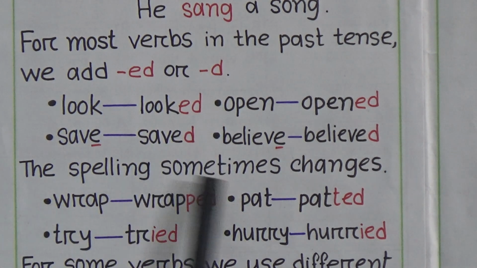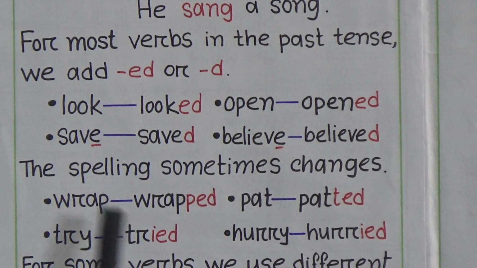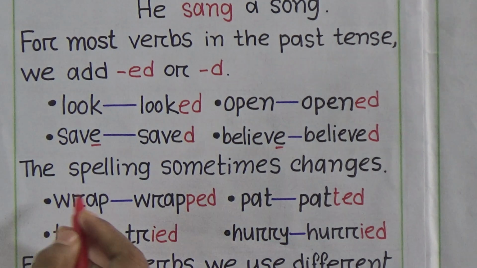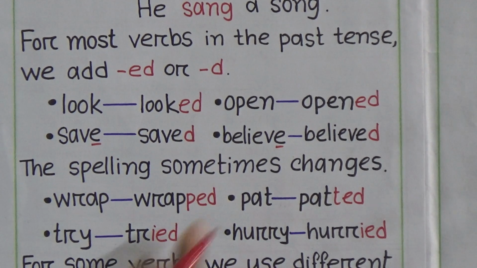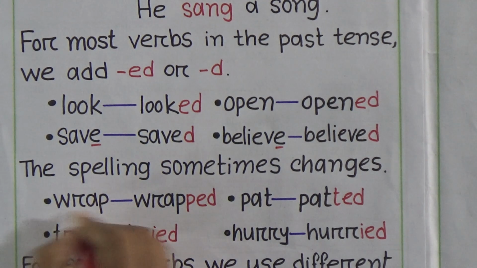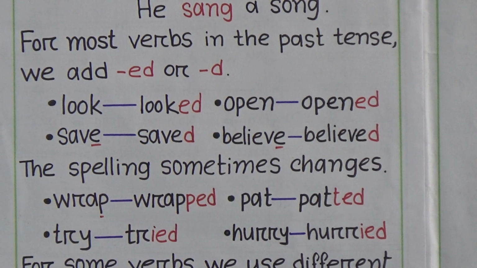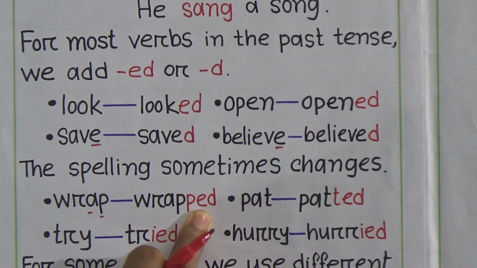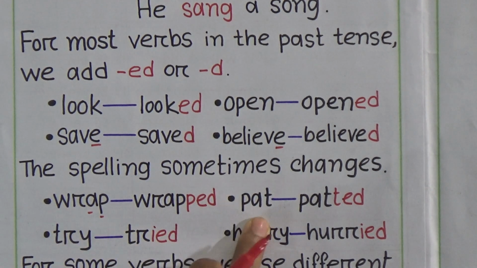Next, the spelling sometimes changes. For example, wrap, wrapped, pat, patted, try, tried, hurry, hurried. Look here. For wrap, we added ped, and for pat, we added ted. Students, when you find a word ending with a consonant and before this consonant you find only one vowel, mark this, only one vowel, not two or more vowels, then you will double the consonant and then add ed. So, wrap will be wrapped and pat will be patted.